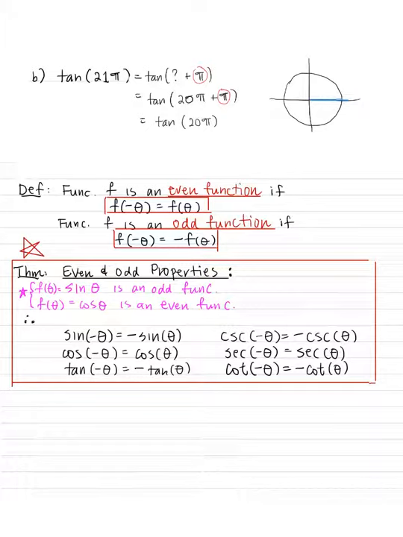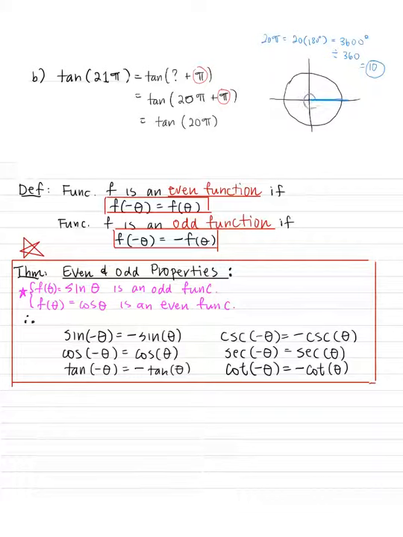So let me just write that out instead of me mumbling. Notice that 20 pi is the same thing as 20 times 180 degrees, which is 3600 degrees. Now if I divide this by 360, you're going to get 10. That means you're going to have to revolve around the circle, starting from the initial point, 10 times.